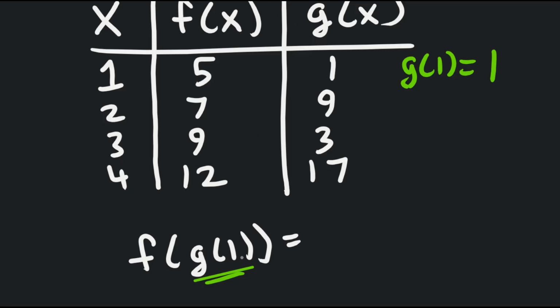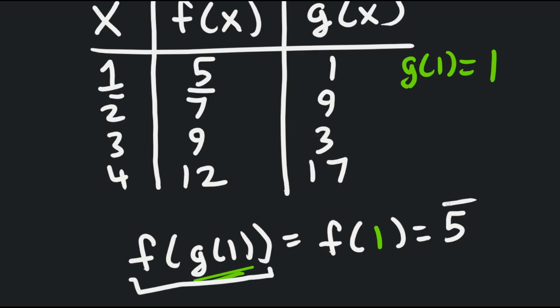And for f of g of 1, we know that g of 1 is 1, so this is just f of 1. Now, what is f of 1? Well, we know f of 1, according to this table, is 5. So f of 1 is 5. So we know f of g of 1 equals 5. And that is how we find it by composing these functions.